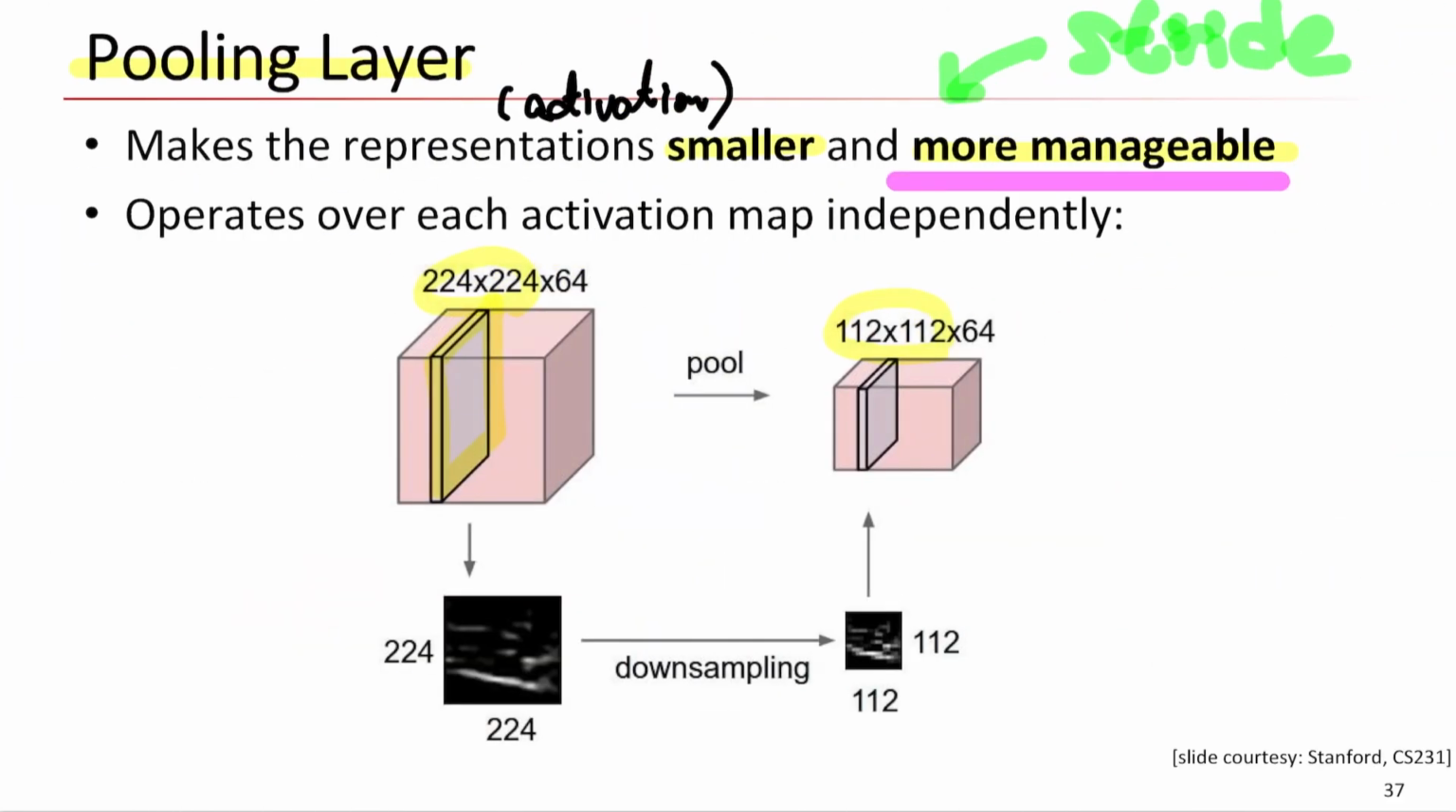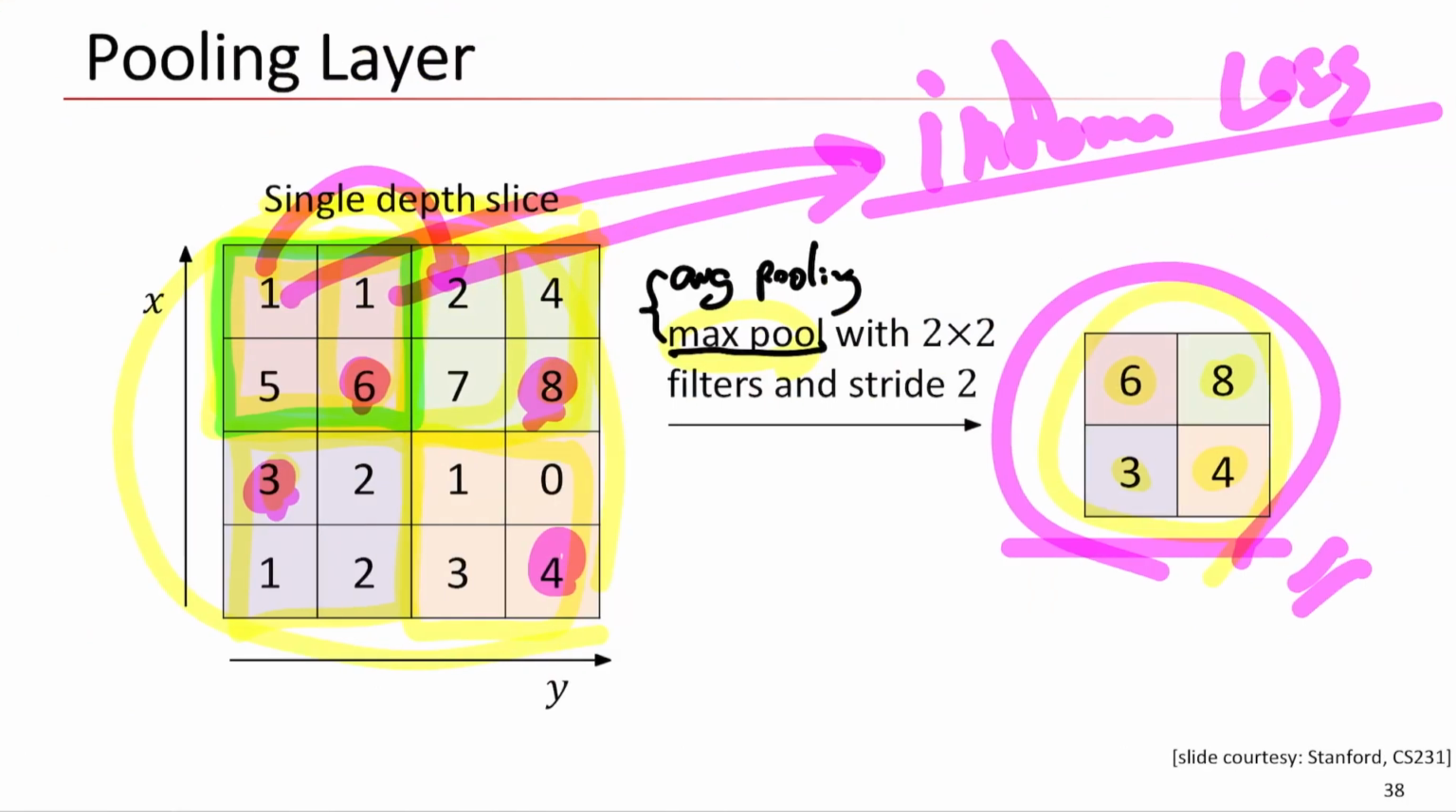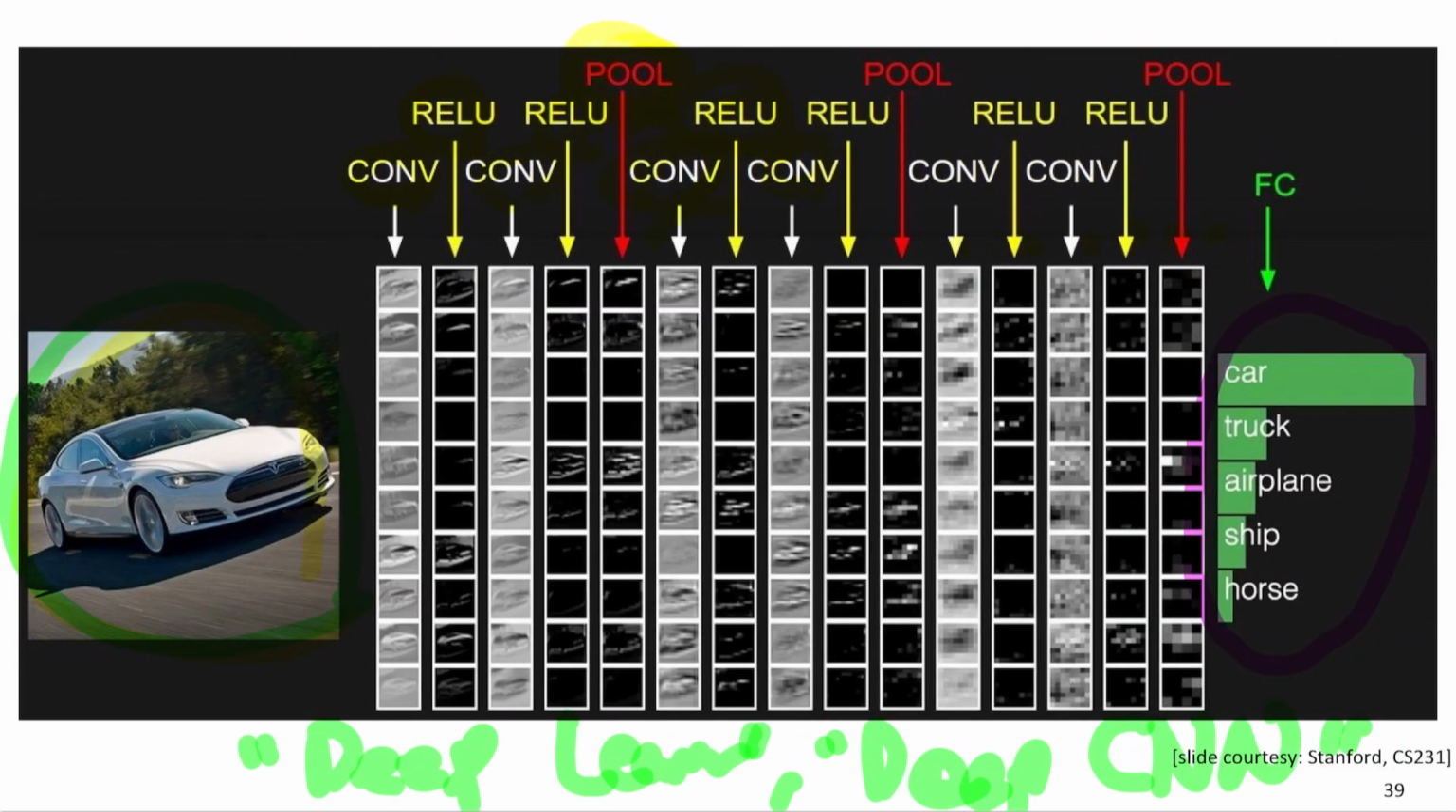Then there is one more concept, the pooling layer, right? So why do we need the pooling layer? It can make the representation or the activation smaller and more manageable, right? It operates over each activation map independently, as you can see here. In the case of, maybe max pooling, right? If we use some kind of pooling on the input activation map, we can generate a new activation map, something like this, right? We generally use max pooling or average pooling, right? So it is the general architecture of the deep neural network, right?